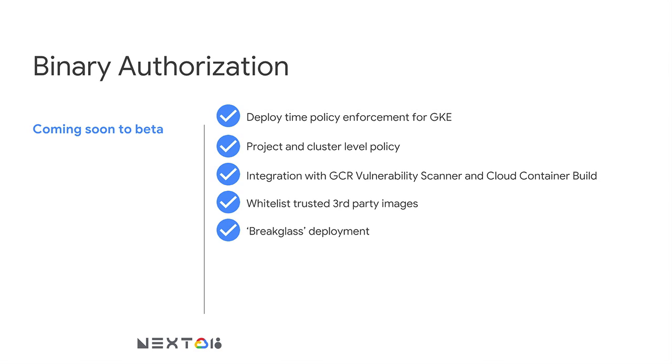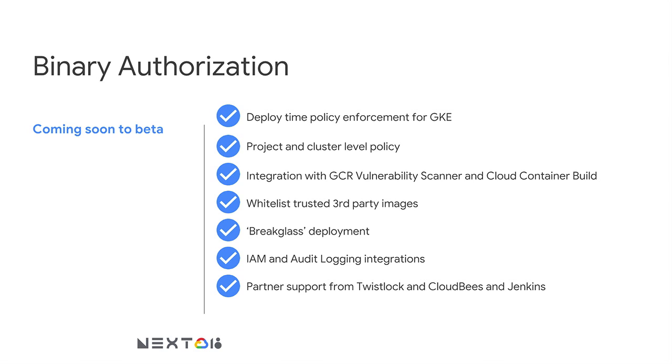In case of emergency, break glass. We'll integrate with IAM and audit logging, so that you can review failed attempts and break glass deployment events later on after the fact. We also want to make it really easy for you to integrate this into your CI/CD pipeline, to make it easy for you to write binary authorization signatures for your image. So we'll have partner support from popular security tools such as Twistlock, and popular CI/CD tools such as CloudBees and Jenkins, to make it easy for you.